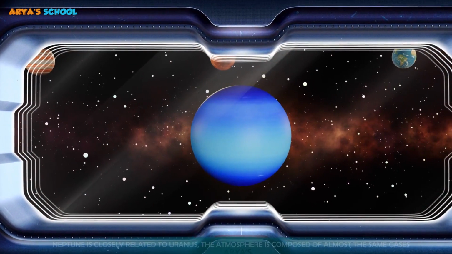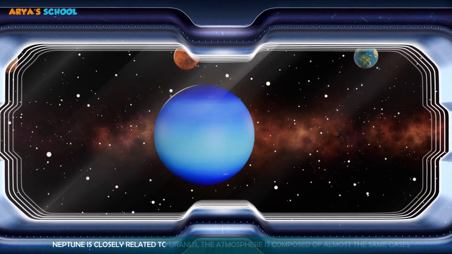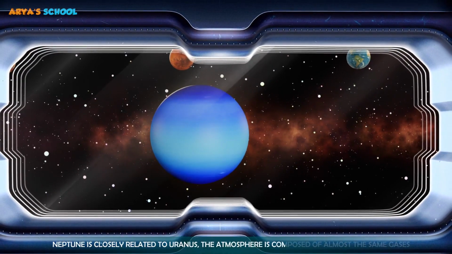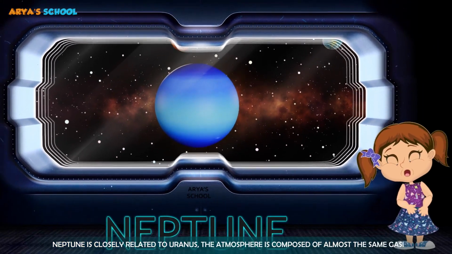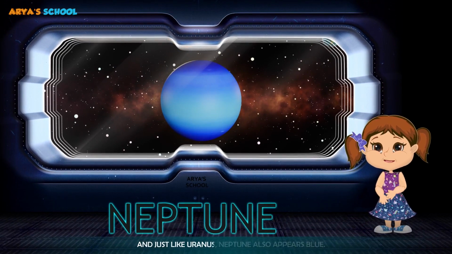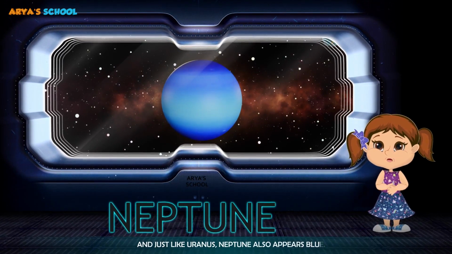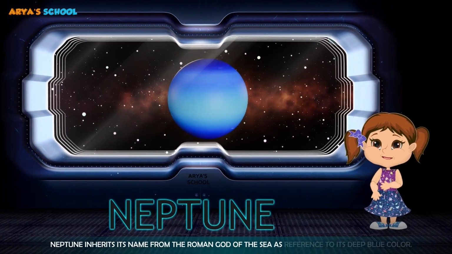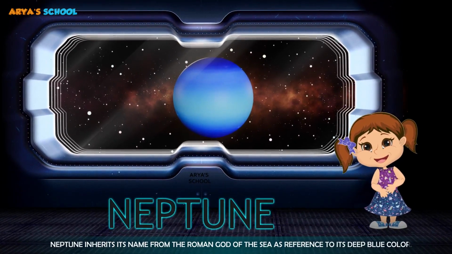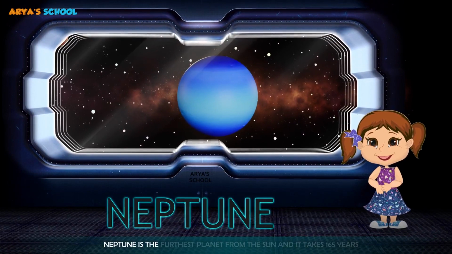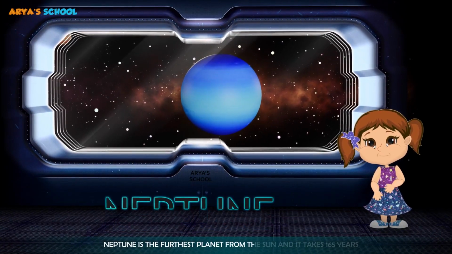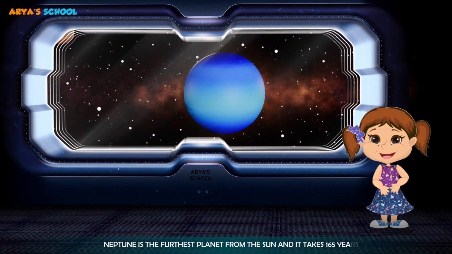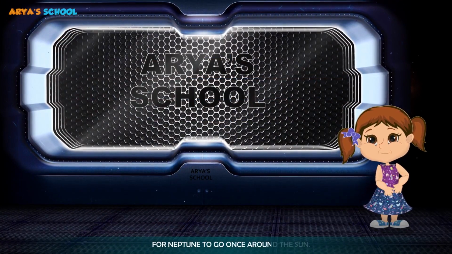Neptune. Neptune is closely related to Uranus. The atmosphere is composed of almost the same gases, and just like Uranus, Neptune also appears blue. Neptune inherits its name from the Roman god of the sea, as reference to a deep blue color. Neptune is the furthest planet from the Sun, and it takes 165 years for Neptune to go once around the Sun.